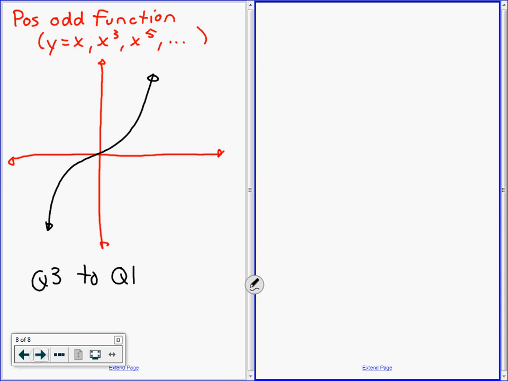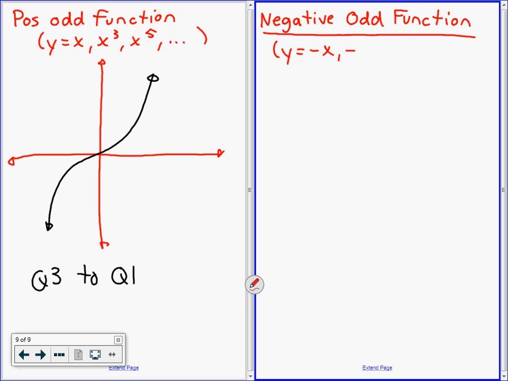Next, we're going to have a negative odd function. It's going to look something like y equals negative x, negative x cubed, negative 5x to the 5. All of those are negative odd functions. They have an odd exponent, but a negative coefficient.